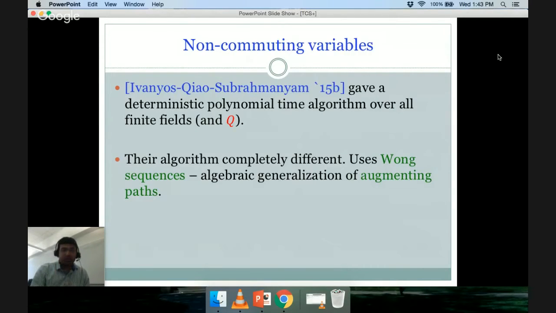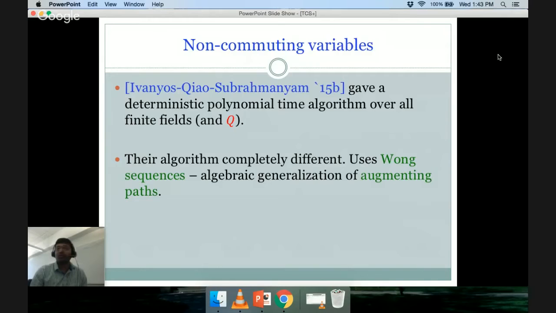So curiously enough, after about a month of our posting a paper, Ivanyos, Qiao, and Subrahmanyam gave a deterministic polynomial time algorithm which works over all finite fields and also works over all rational numbers. But their algorithm is actually completely different. Their algorithm uses Wong sequences, which is an algebraic generalization of augmenting paths.